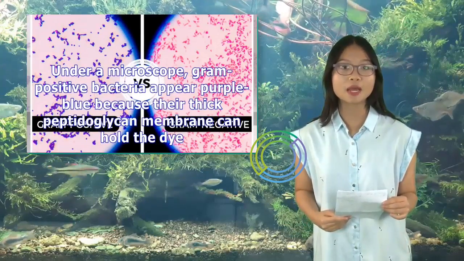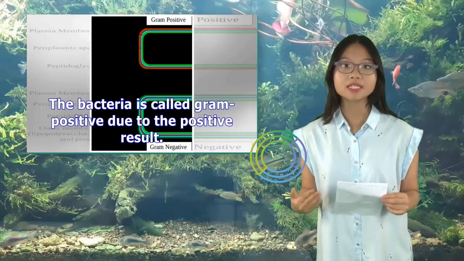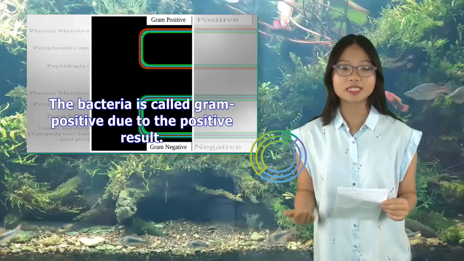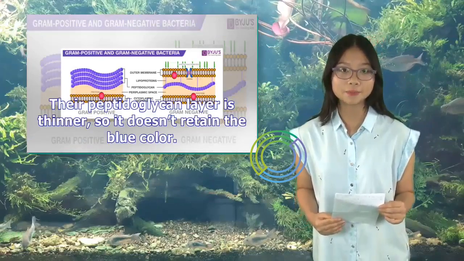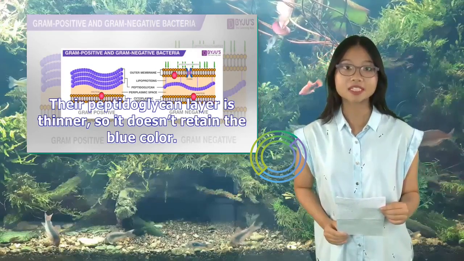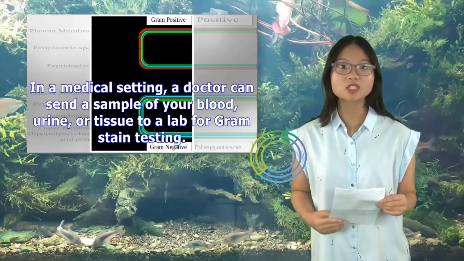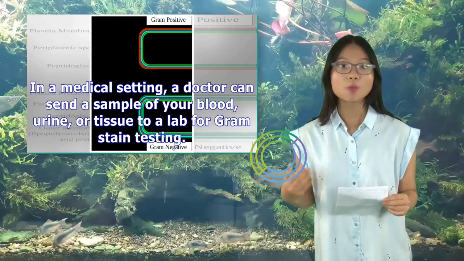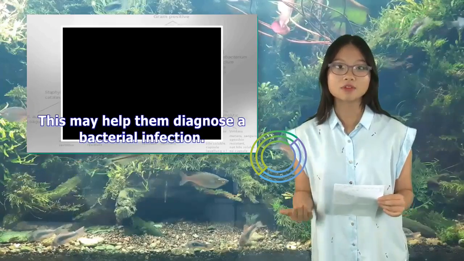Under a microscope, gram-positive bacteria appear purple-blue because their thick peptidoglycan membrane can hold the dye. The bacteria is called gram-positive due to the positive result. Gram-negative bacteria stain pink-red. Their peptidoglycan layer is thinner, so it doesn't retain a blue color. The test result is negative. In a medical setting, a doctor can send a sample of your blood, urine, or tissue to a lab for gram stain testing. This may help them diagnose a bacterial infection.